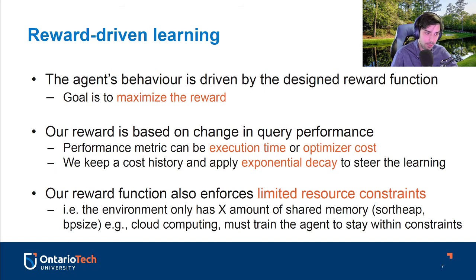So it could be something as simple as execution time. How do the knobs impact the execution time? If it lowers the execution time, that's good, and that can be a positive reward, right? If it increases execution time, that's not so good, right? And one key thing here is that another thing we've been considering is the optimizer cost itself.